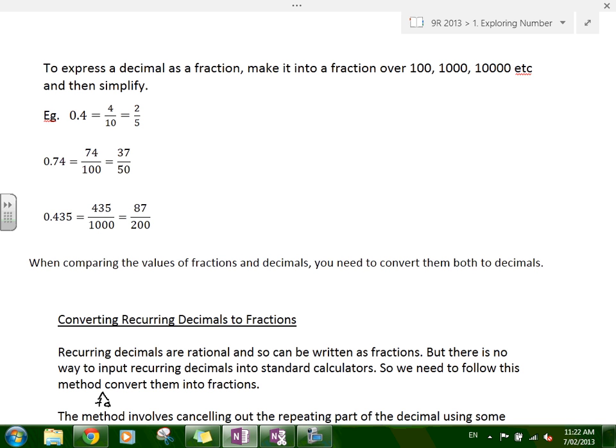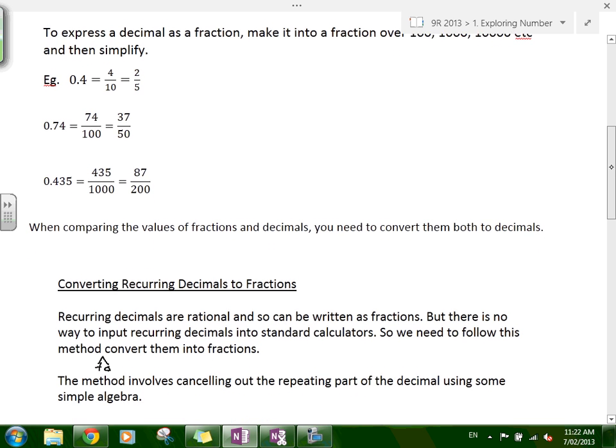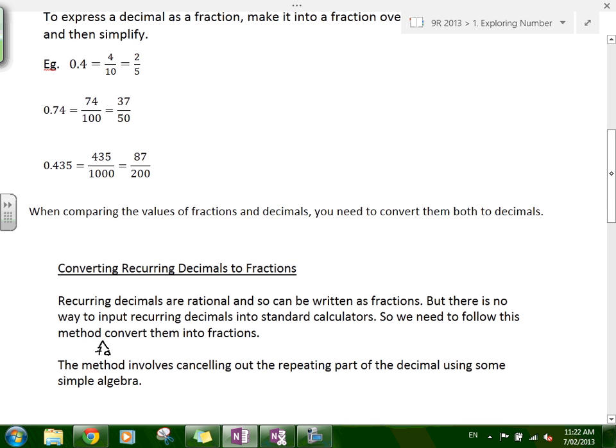Can I move it up a bit? That word says 2.